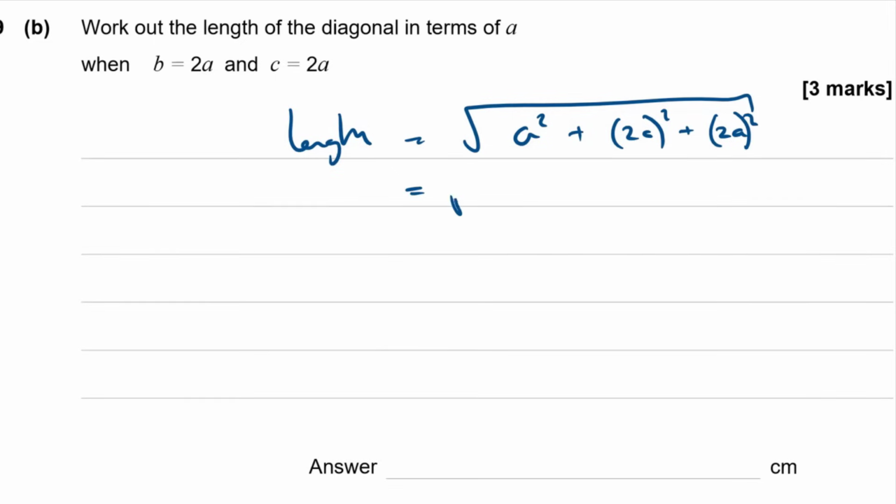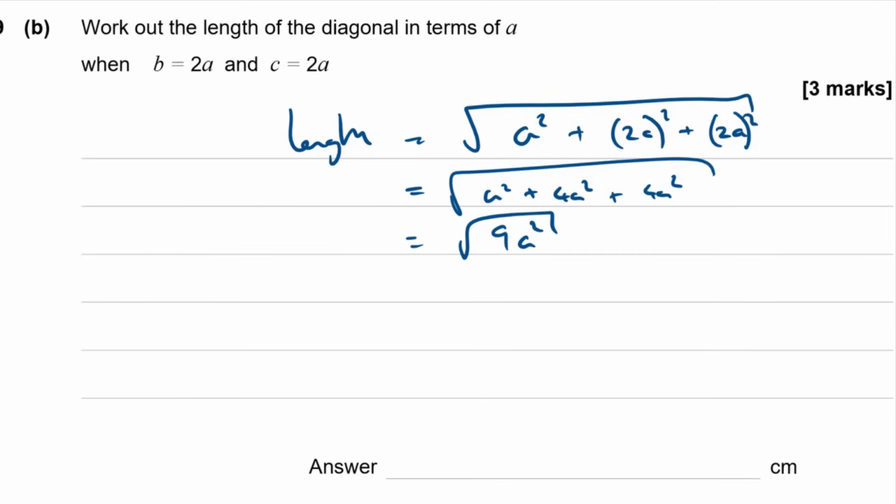So how many A squares have we got then? I've got A squared plus 4A squared plus 4A squared, which gives me 9A squared, and the square root of 9A squared, well, the square root of 9 is 3, and the square root of A squared is A. So it gives me 3A. And obviously when you square root, you often get two results, positive and negative, but in this case, there is only one solution that's valid, isn't it?